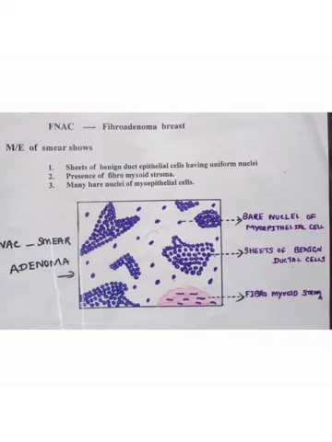This is the photographic image of the descriptive points, which you should write in your exam and also in your record notebook. You have to draw this picture, and these are the relevant points to be written. You should write sheets of benign duct epithelial cells having uniform nuclei, and there will be the presence of fibromyxoid stroma and many bare nuclei of myoepithelial cells. Just remember to write benign duct epithelial cells, uniform nuclei, many bare nuclei in the background with presence of fibromyxoid stroma, and your identification. So in your exam you have to identify the slide with two or three relevant microscopic findings. Okay, thank you.